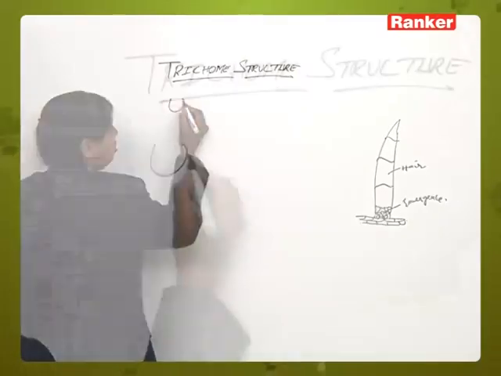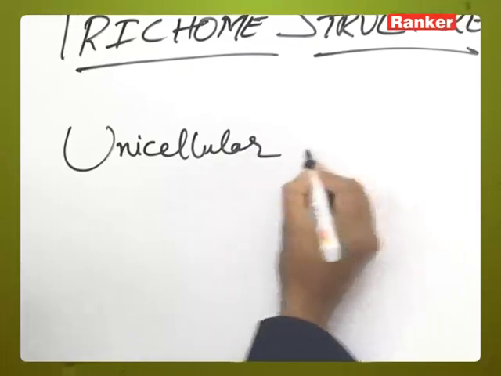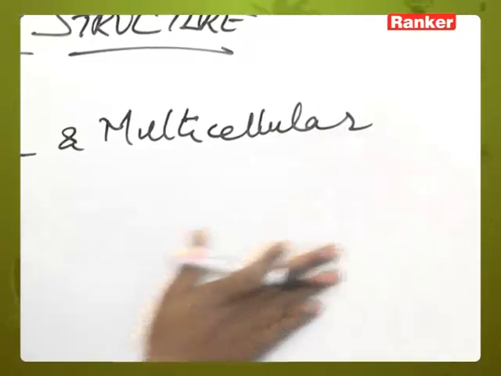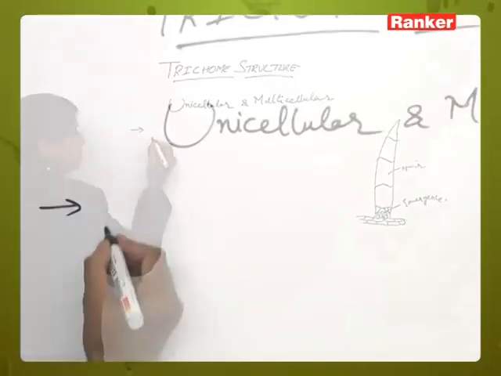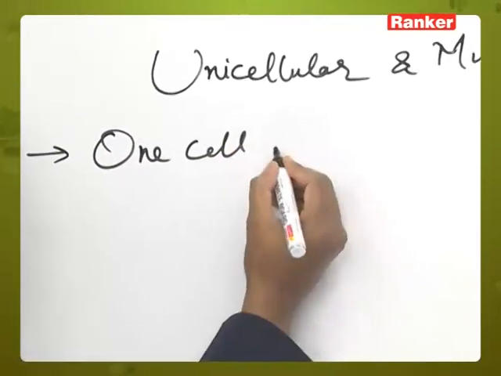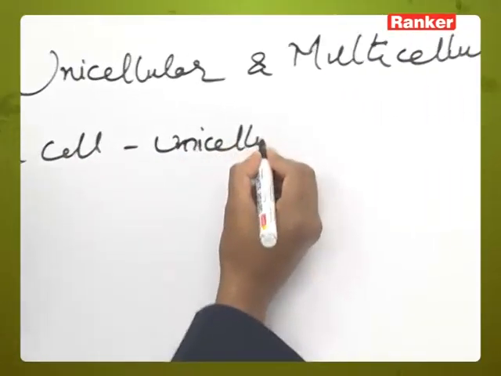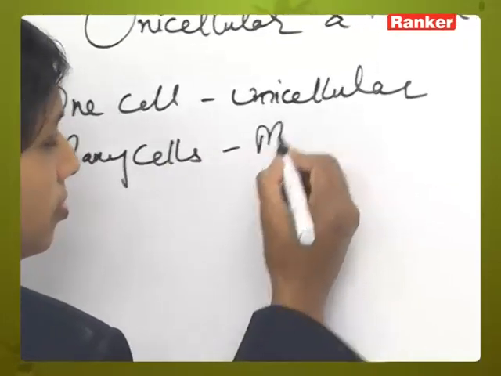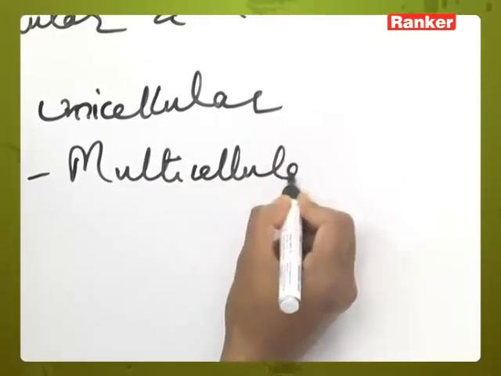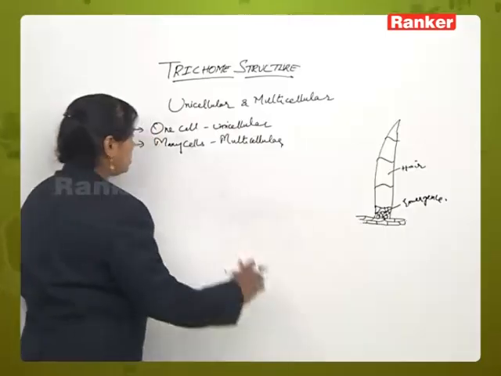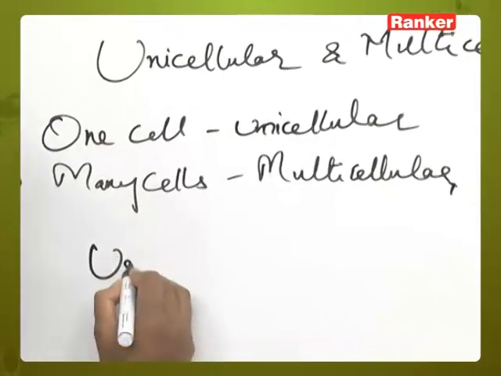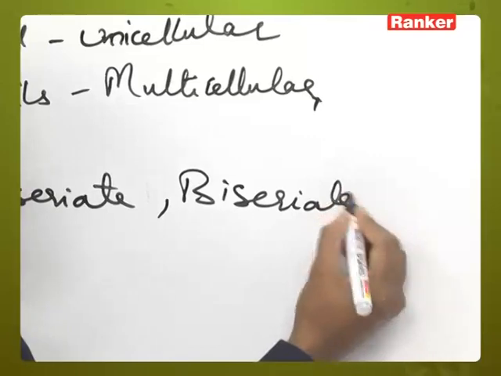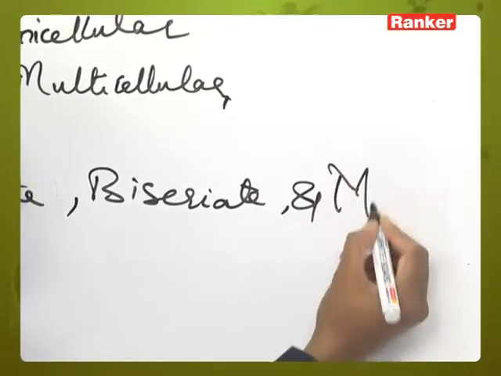Trichomes may be unicellular or multicellular. What is the difference between unicellular and multicellular? If it is unicellular, it will have only one cell. Multicellular has many cells. And as we said, the trichomes may also be uniseriate, biseriate, or multiseriate.